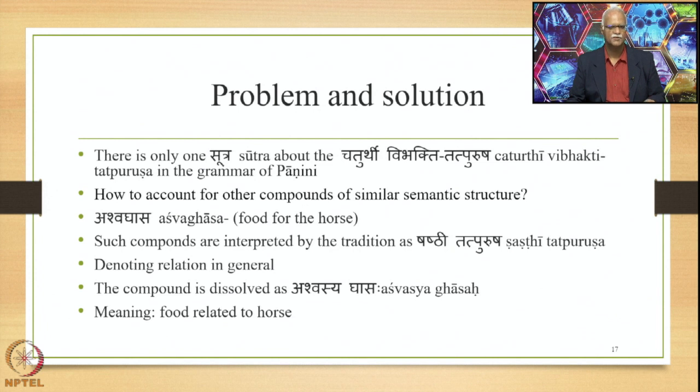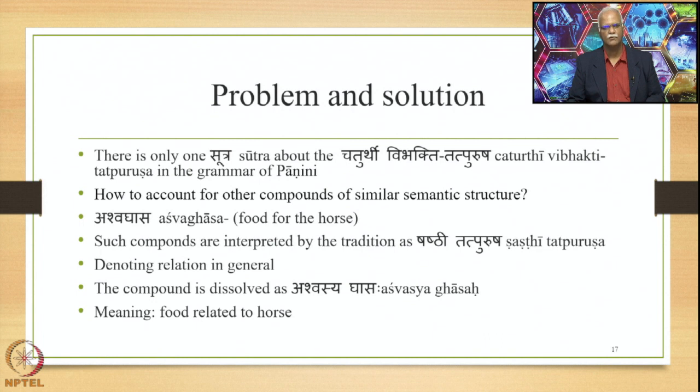So as we stated earlier, there is a problem. There is only one sutra about the caturthī vibhakti tatpuruṣa in the entire grammar of Pāṇini. Now how to account for other compounds of similar semantic structure not explicitly stated by Pāṇini as the caturthī vibhakti tatpuruṣa samāsa remains a big problem. For example, ashva ghāsa, food for the horse.